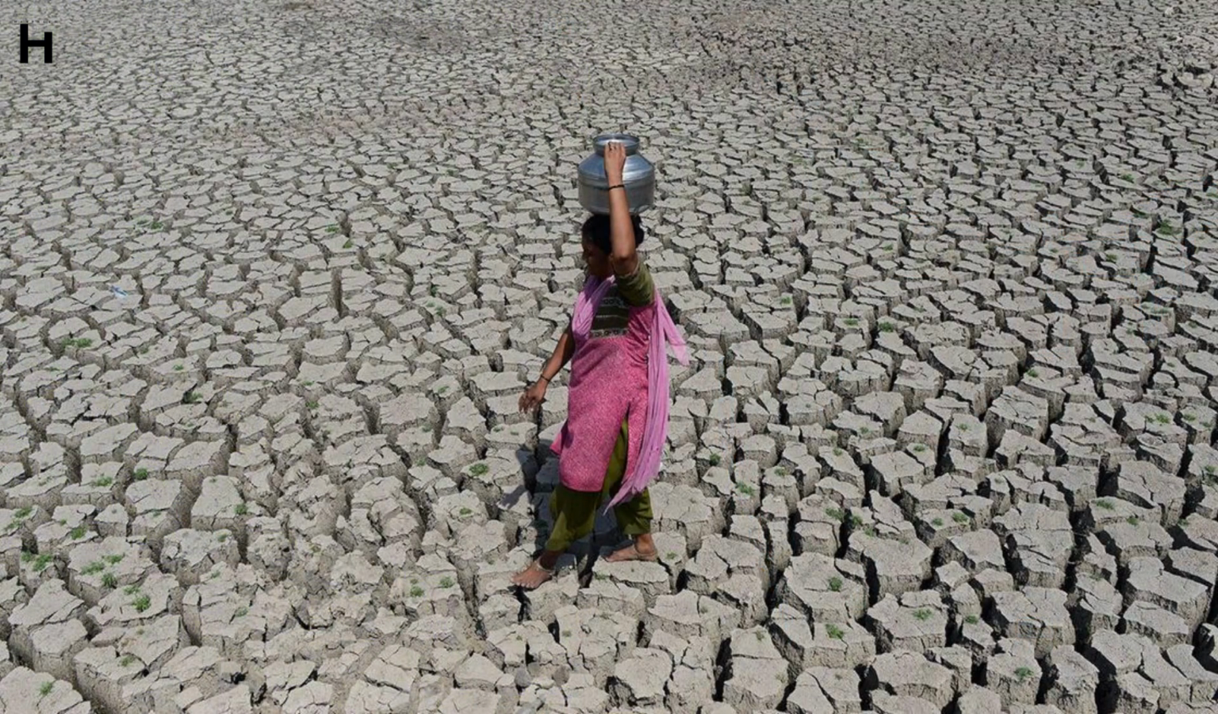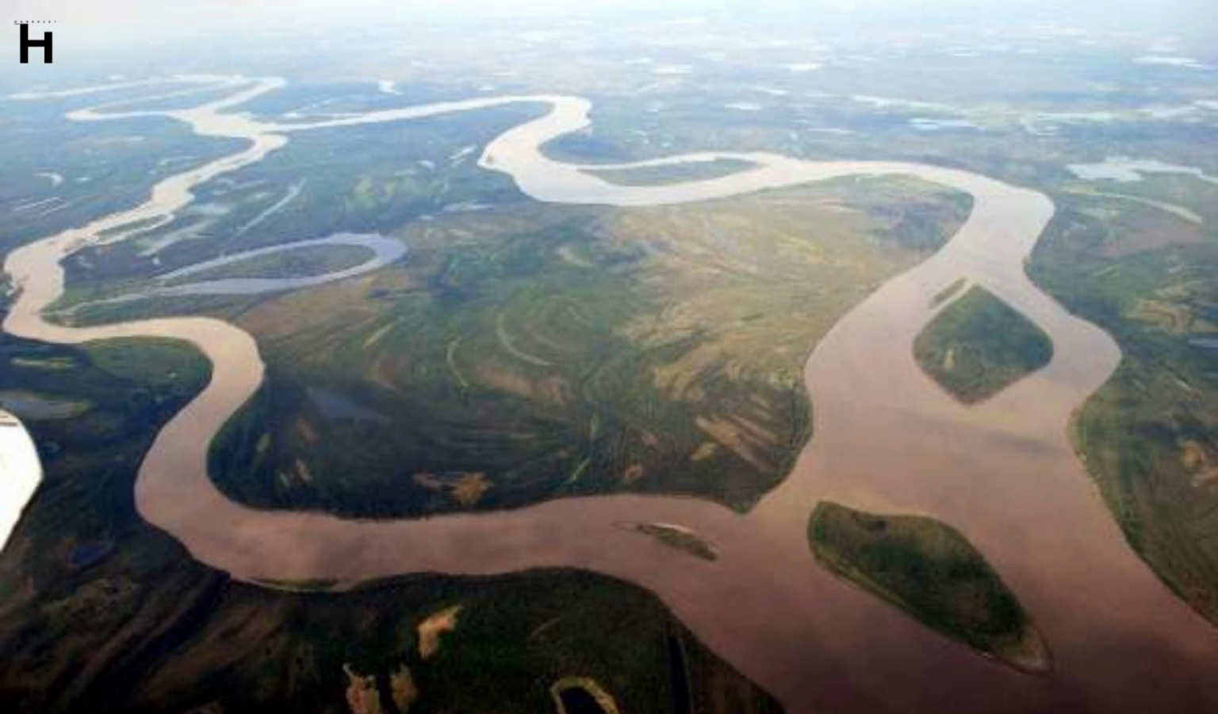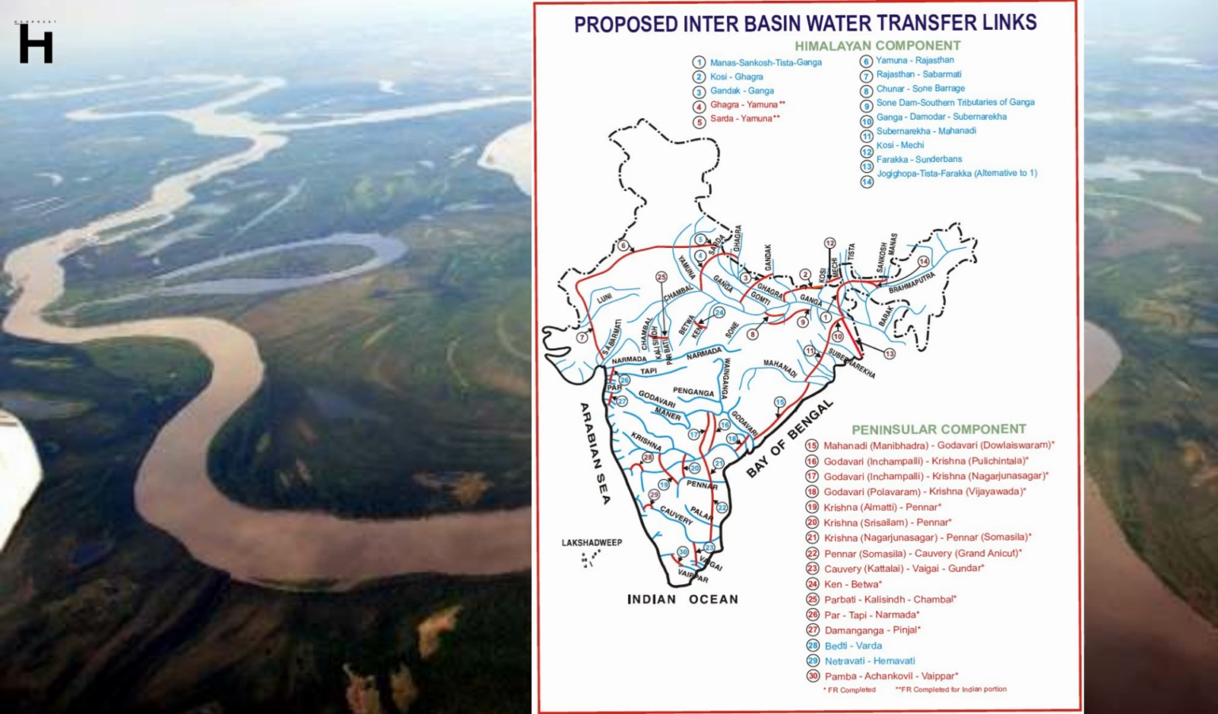So 68% geographical expanse of India is vulnerable to drought conditions. This gives way to an idea of the interlinking of rivers, in which excess water can be diverted from the regions experiencing heavy precipitation to low precipitation regions, bringing about an equitable distribution of river waters in India.